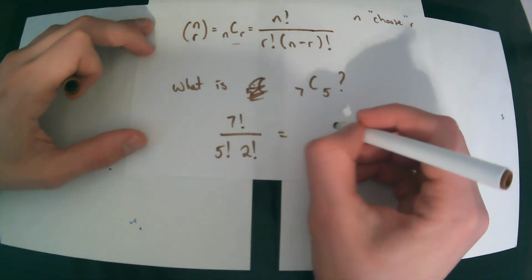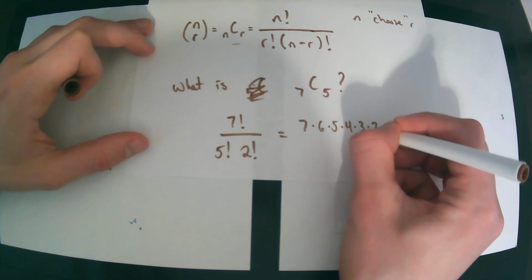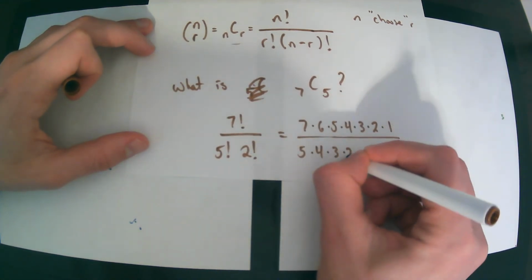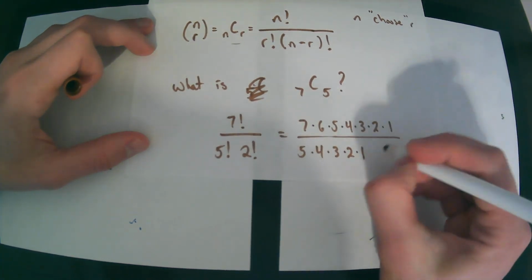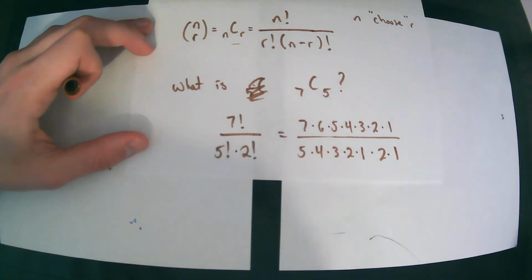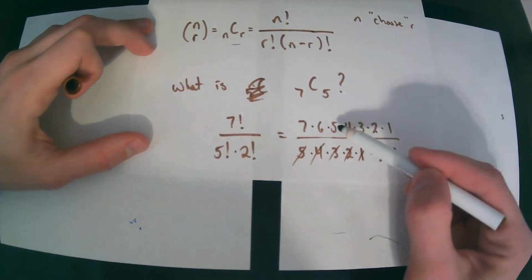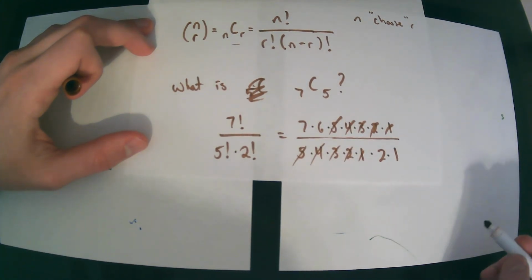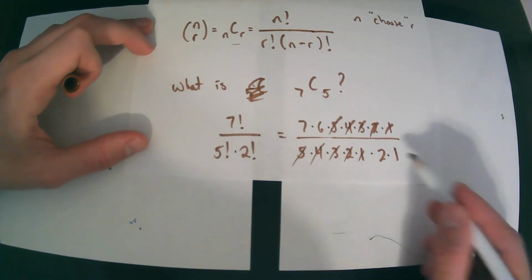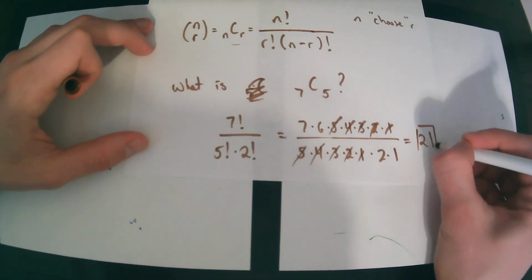So this is going to give me 7 times 6 times 5 times 4 times 3 times 2 times 1 over 5 times 4 times 3 times 2 times 1, that's 5 factorial, then times, because the operation in between these two is multiplication, 2 factorial, which is just 2 times 1. Now you notice all of these cancel with all of these, and I'm essentially just left with 7 times 6 over 2, because this 1 doesn't matter, which is just 42 over 2, so I'm getting 21.